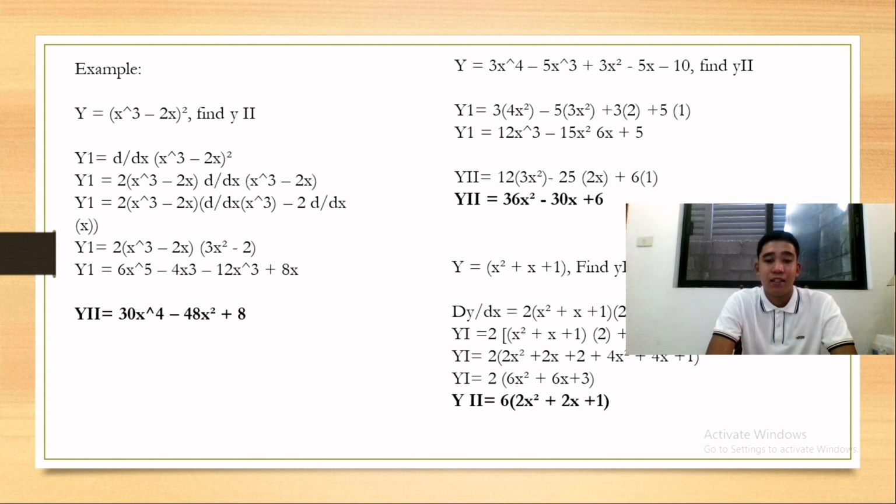Example number 3. Find y2 for y equals (x squared plus x plus 1) squared. dy/dx equals 2(x squared plus x plus 1)(2x plus 1). Then y2 equals 2[(x squared plus x plus 1)(2) plus (2x plus 1)(2x plus 1)], which is 2(2x squared plus 2x plus 2 plus 4x squared plus 4x plus 1), equals 2(6x squared plus 6x plus 3). So the final answer is 6(2x squared plus 2x plus 1).